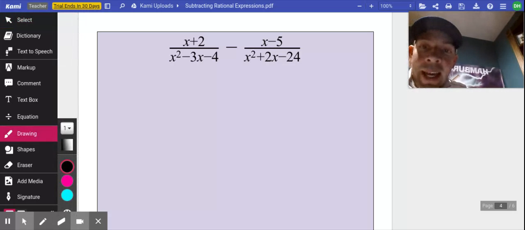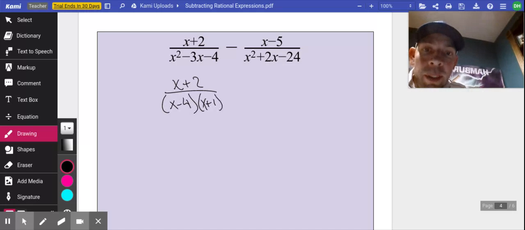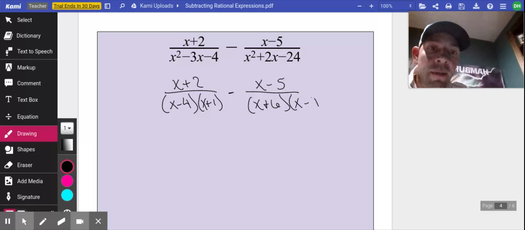So right out of the gate, let's just factor the first denominator into x minus 4, x plus 1. We're getting so good at factoring, it's automatic. It's as simple as adding 2 plus 2, isn't it? x plus 6, x minus 4.